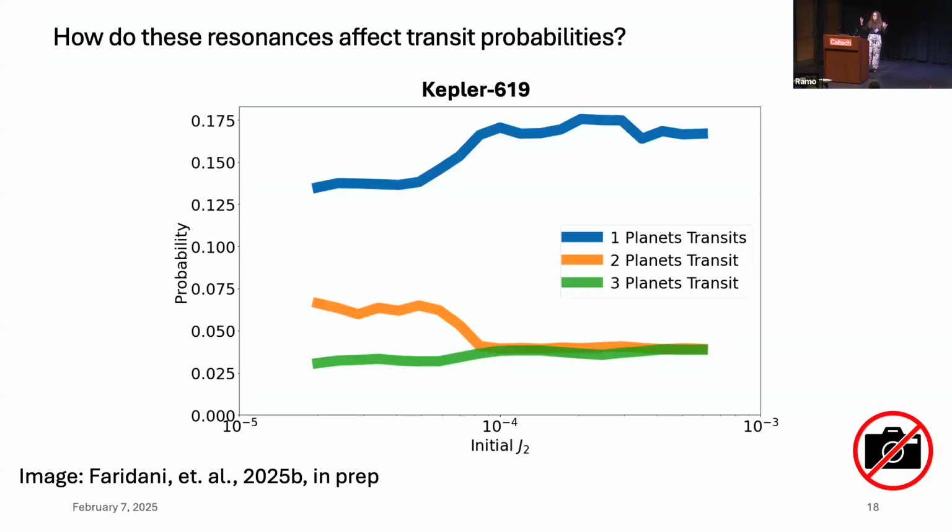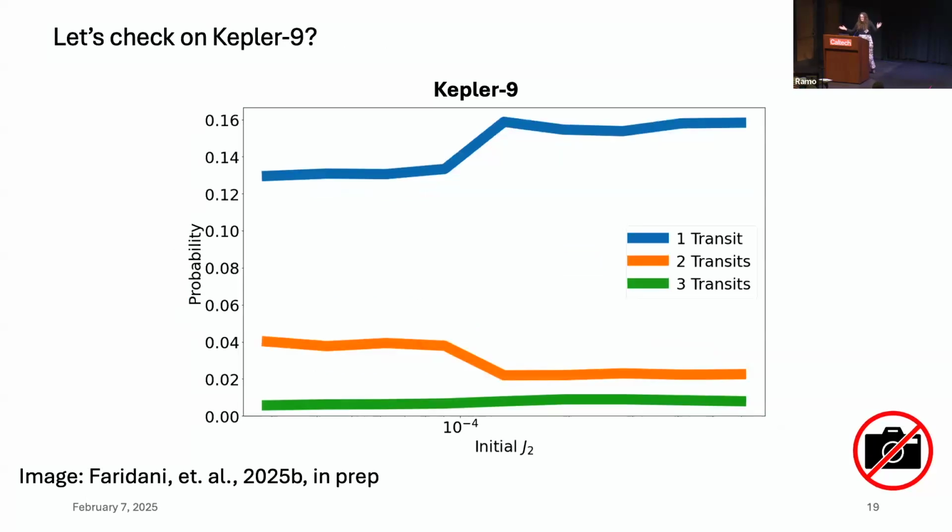And what this means is that this resonance is bifurcating the system. You're splitting off the inner planet, you're aligning the outer 2 planets, and so you miss all of these opportunities to see the inner planet and the middle, but not the outer, or the inner planet and the outer, but not the middle. If we produce the same plot for Kepler-9, it's a very similar story.